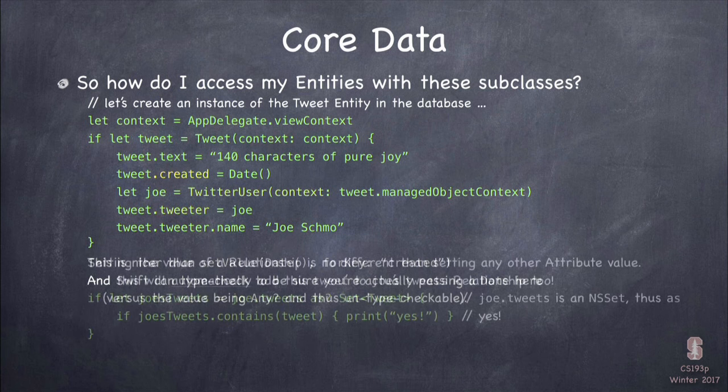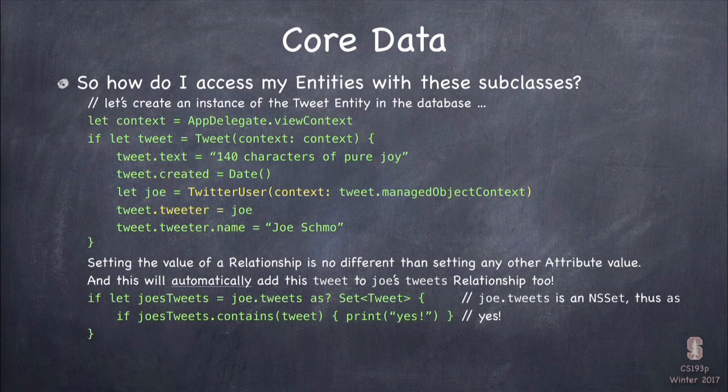What about setting relationships? Here I've created another object, a Twitter user. And again, I just said TwitterUser with the context. I'll talk about that argument in just a second, but I told it what database I want it to create me a Twitter user in. And then I set my tweet's tweeter equal to that Twitter user. So it's exactly what you would imagine. Just set it equal to Joe.